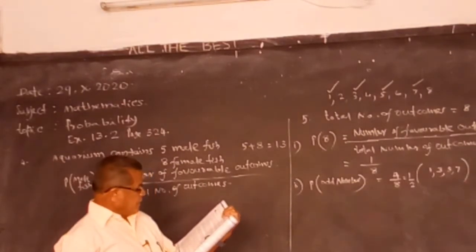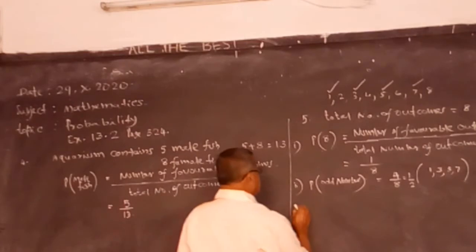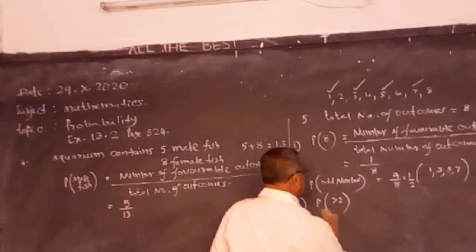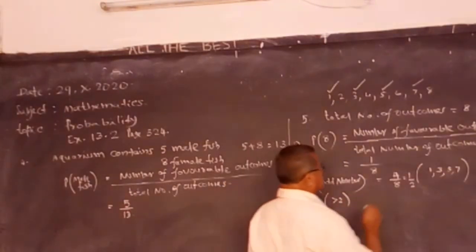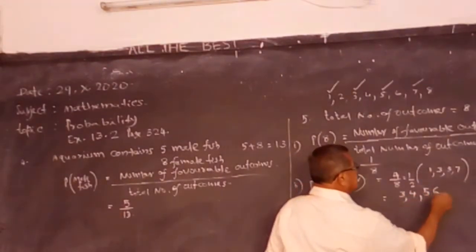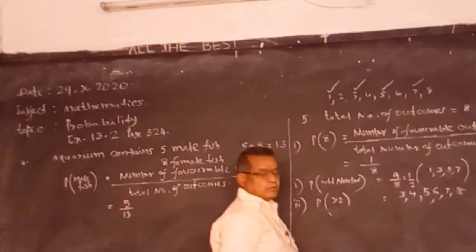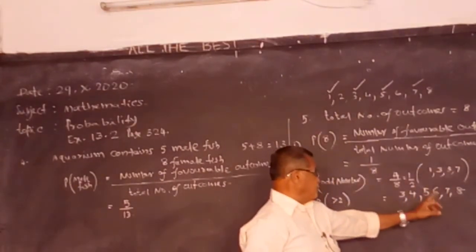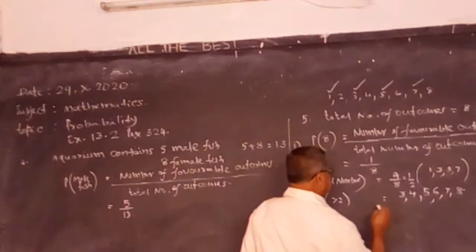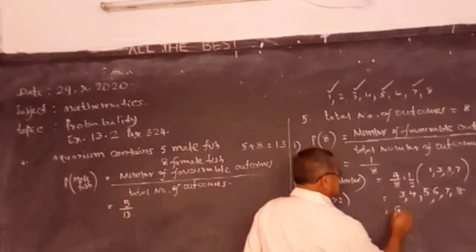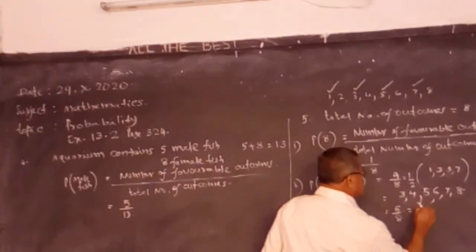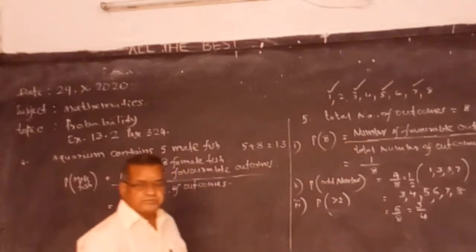Third question, a number greater than 2. Probability of greater than 2. Greater than 2 numbers are 3, 4, 5, 6, 7, 8. So now count how many? 1, 2, 3, 4, 5, 6. Favorable outcomes are 6. So answer is 6 by 8. By simplifying, 2 3s are 6, 2 4s are 8, 3 by 4.